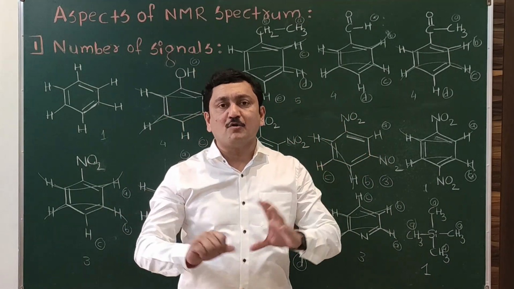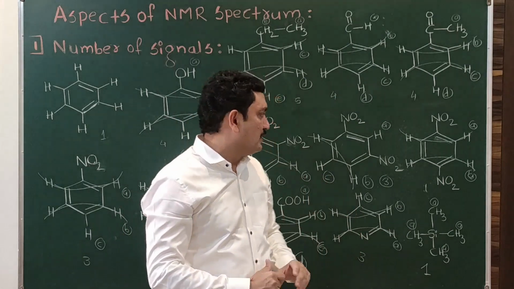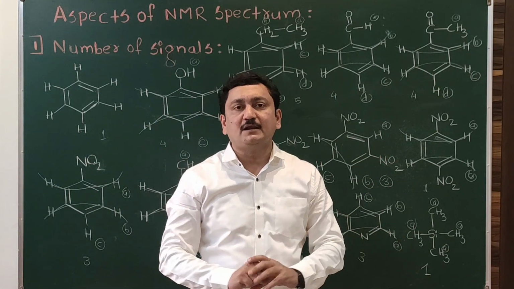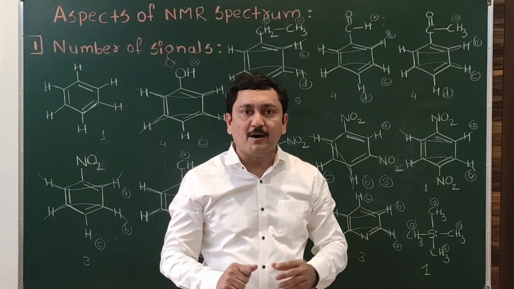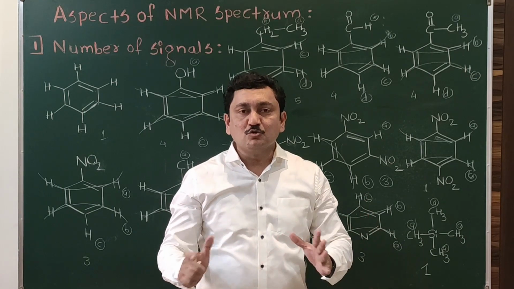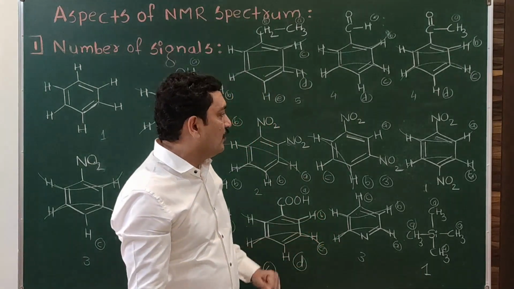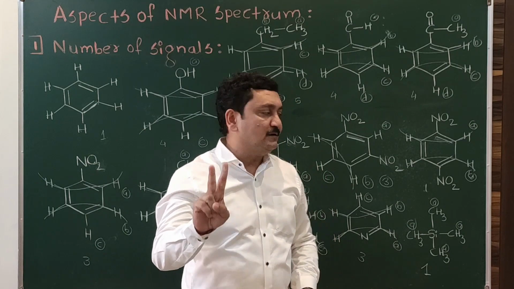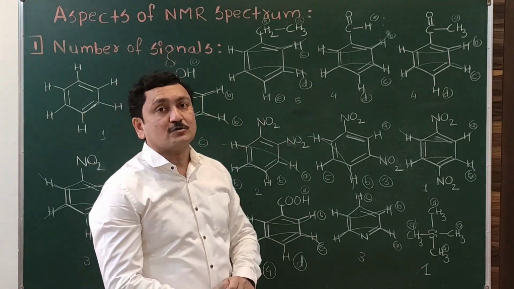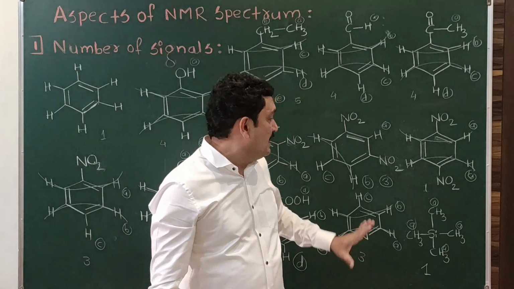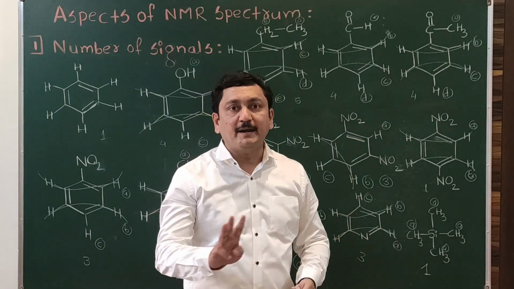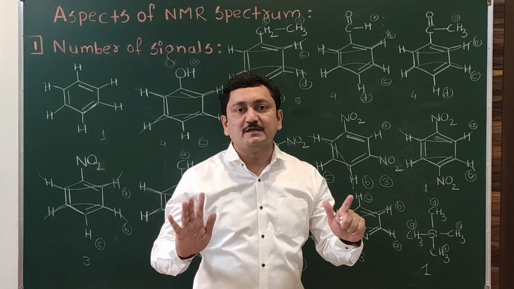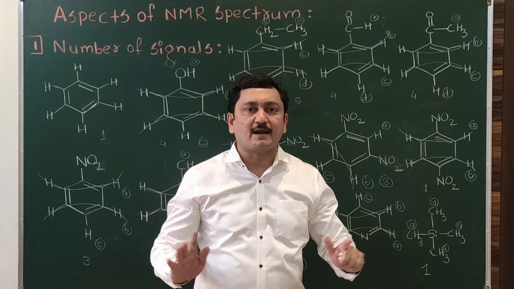So on the basis of the number of signals, we can identify compounds such as ortho, meta and para. If a mixture containing ortho, meta and para is given to us, we have to put the compounds in an NMR instrument. The compound which gives only one signal, we will call para-dinitrobenzene. If we get 2 signals, then that must be ortho-dinitro. If we get 3 signals, that will be meta-dinitro. Depending on the number of signals, we can differentiate and identify which one is ortho-dinitro, meta-dinitro and para-dinitrobenzene.